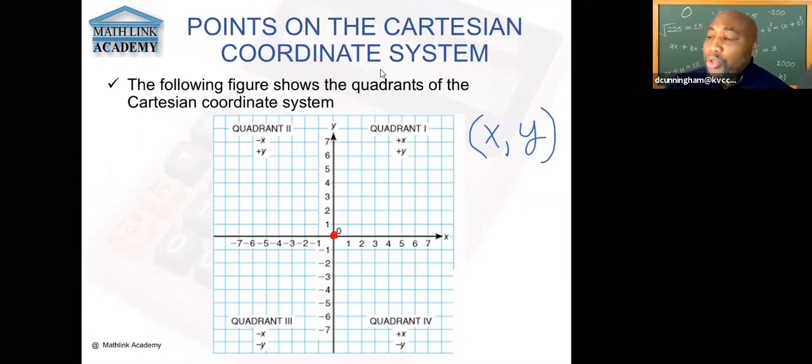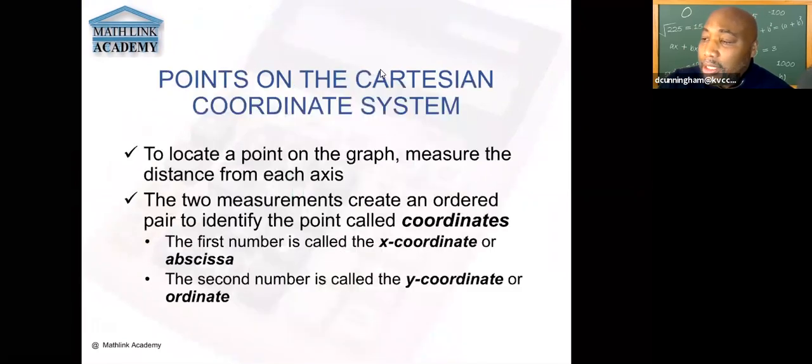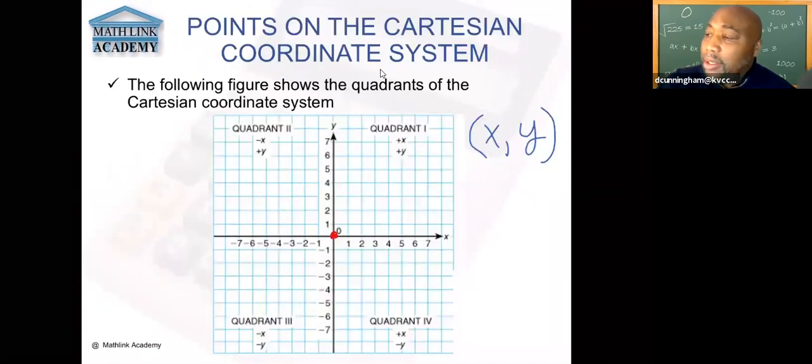For quadrant 2, your x value is negative, and your y value is positive. For quadrant 3, your x value is negative and your y value is negative. And for quadrant 4, your x is positive, y is negative.